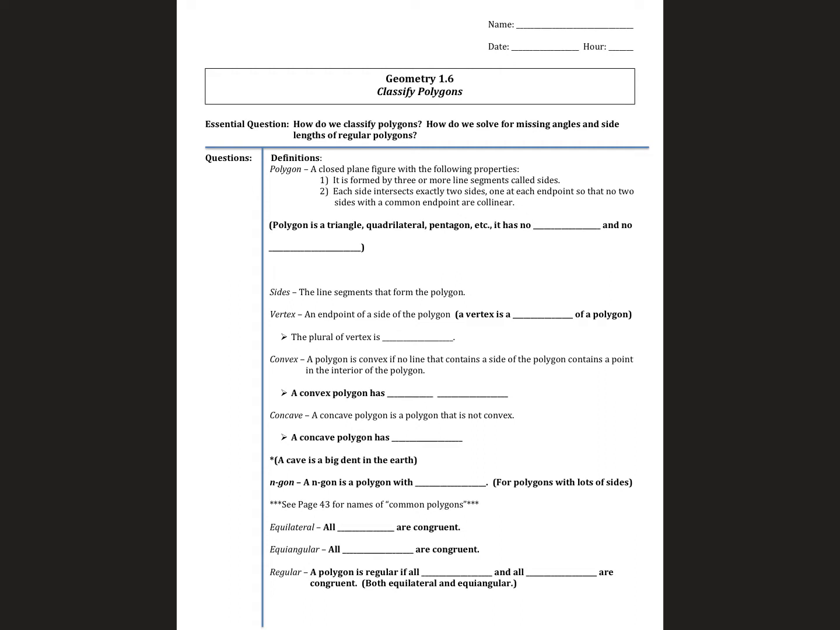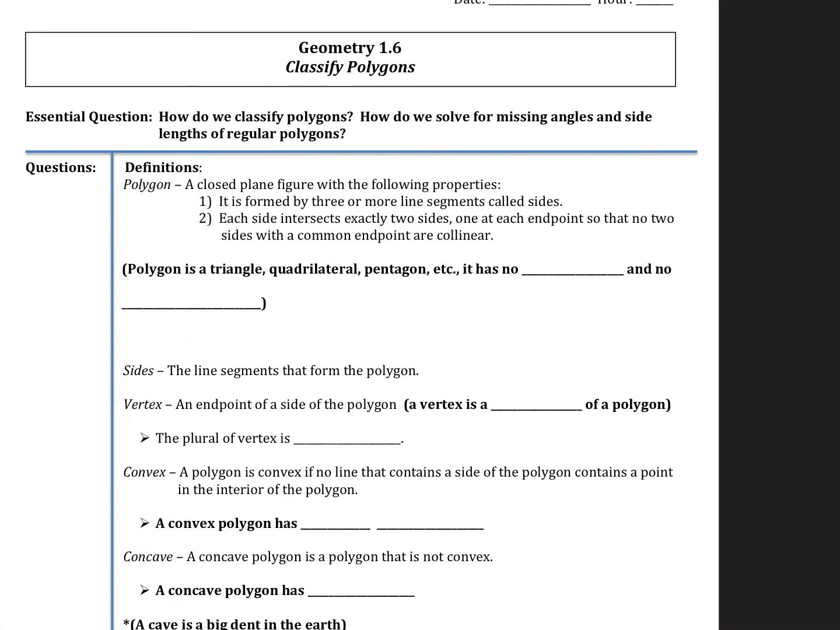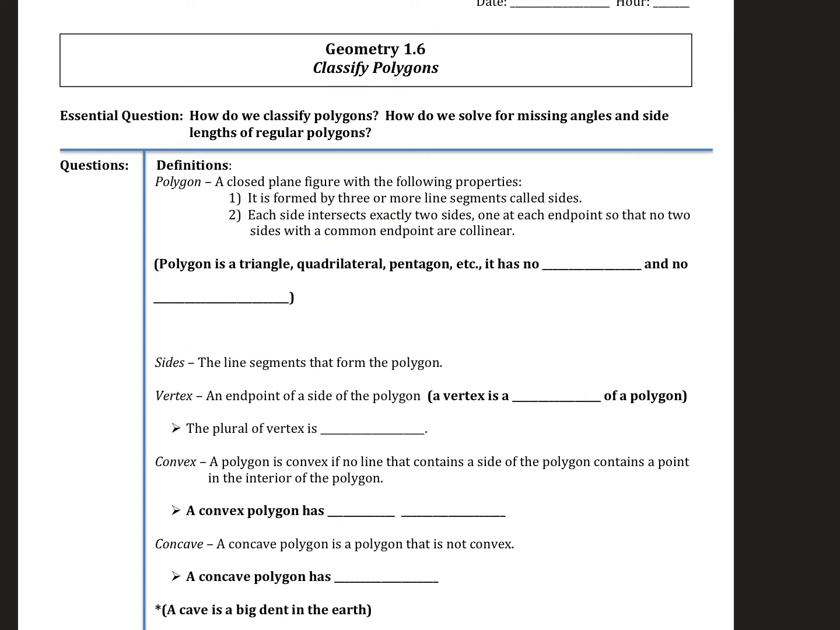We're continuing with 1.6 in geometry, which is classifying polygons. Our essential question is how do we classify polygons and how do we solve for missing angles and side lengths of regular polygons? All right, so a polygon, this is the formal definition, is a closed plane figure with the following properties. It is formed by three or more line segments called sides, and each side intersects exactly two sides.